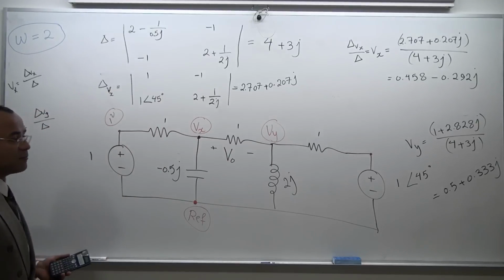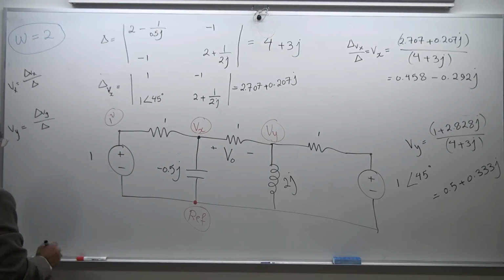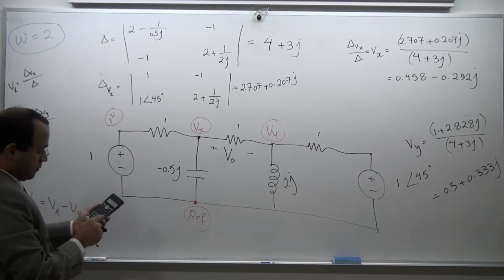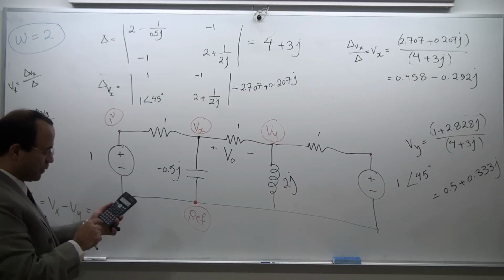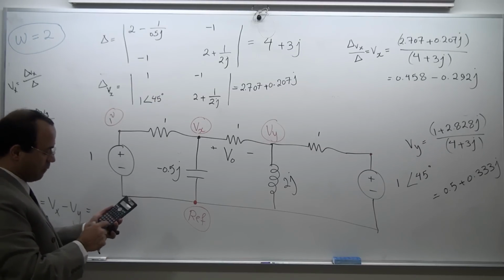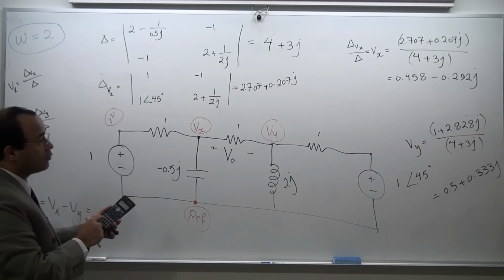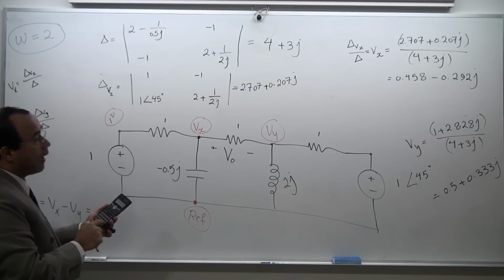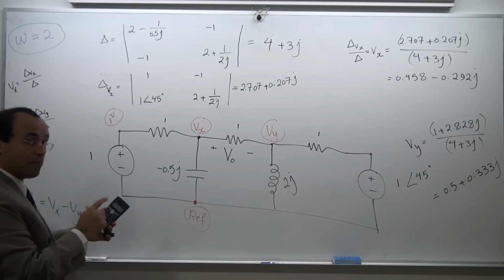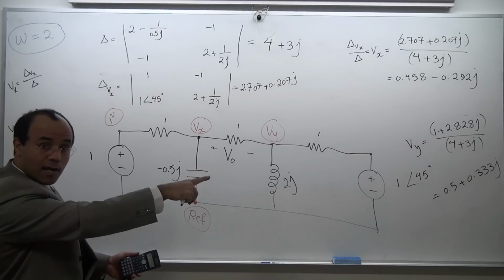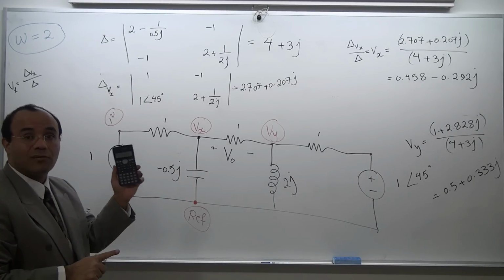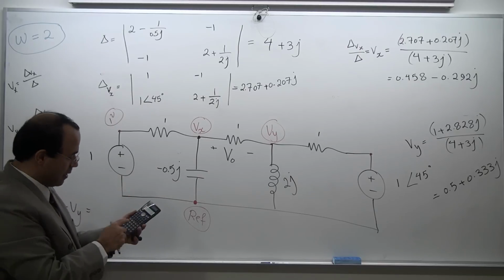Okay, I've got myself Vx, I've got myself Vy, and I want to find Vo. Vo is Vx minus Vy. Again, even though it is a subtraction, I do suggest you put them in brackets. 0.458 minus 0.292J. Then you have a minus, open bracket. Remember that this is a minus sign, and it's going to apply to the entire number you have. That's why I'm saying be a friend to brackets.